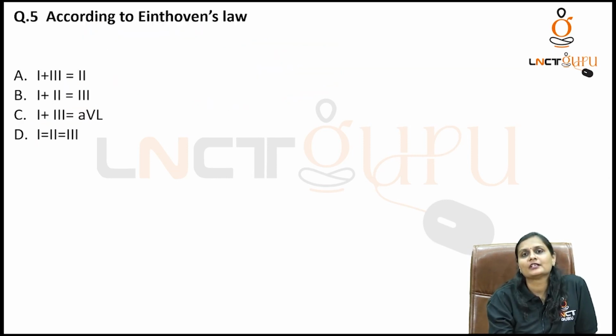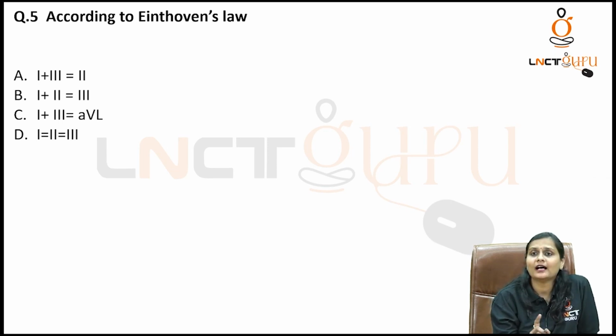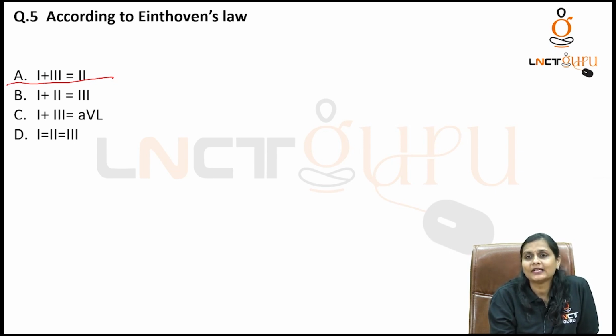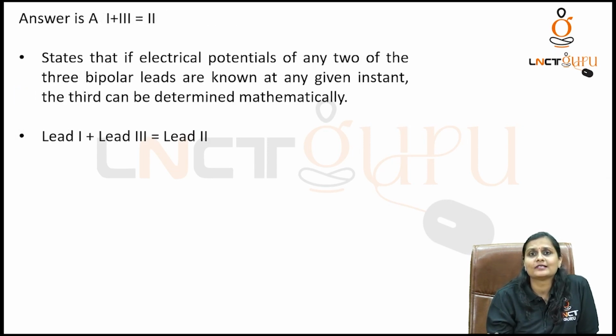The next question is question number 5. According to Einthoven's law, the options for this question are option A, 1 plus 3 is equal to 2, B, 1 plus 2 is equal to 3, C, 1 plus 3 is equal to AVL, and option D, 1 equal to 2 equal to 3. What are these 1, 2, 3? These are nothing but your leads. Okay. The answer for this question is option A, that is lead 1 plus lead 3 is equal to lead 2. Okay. Now what is the Einthoven's law?